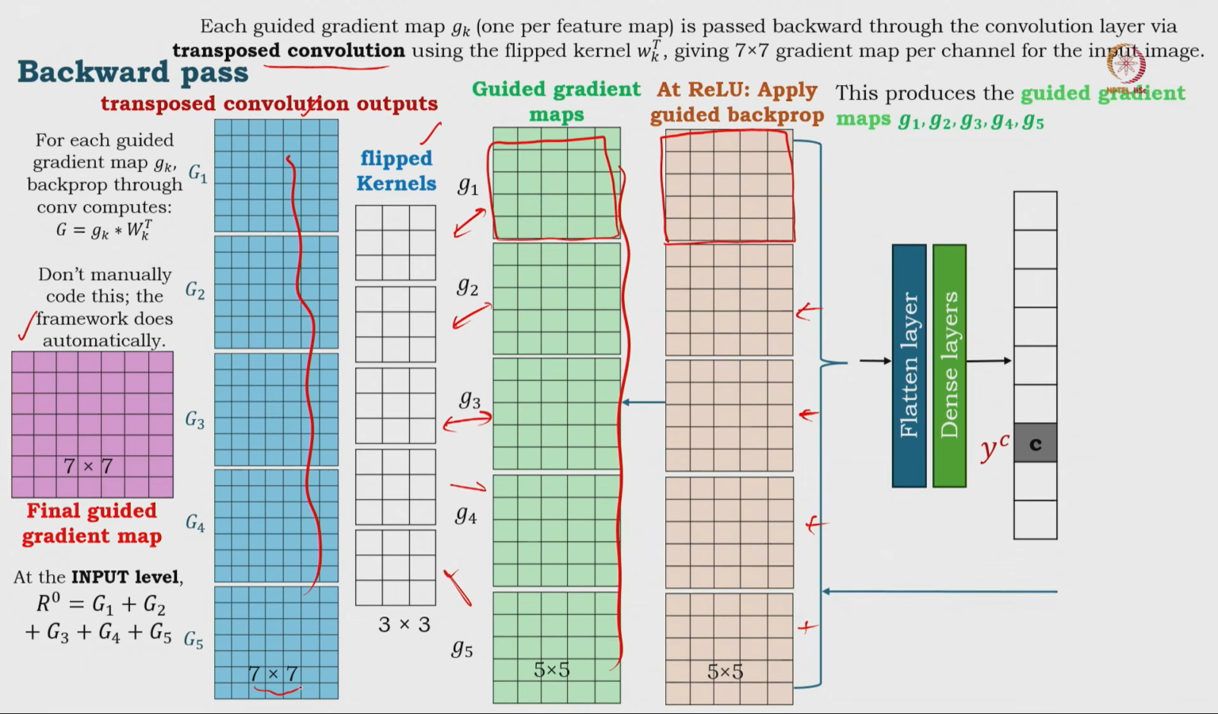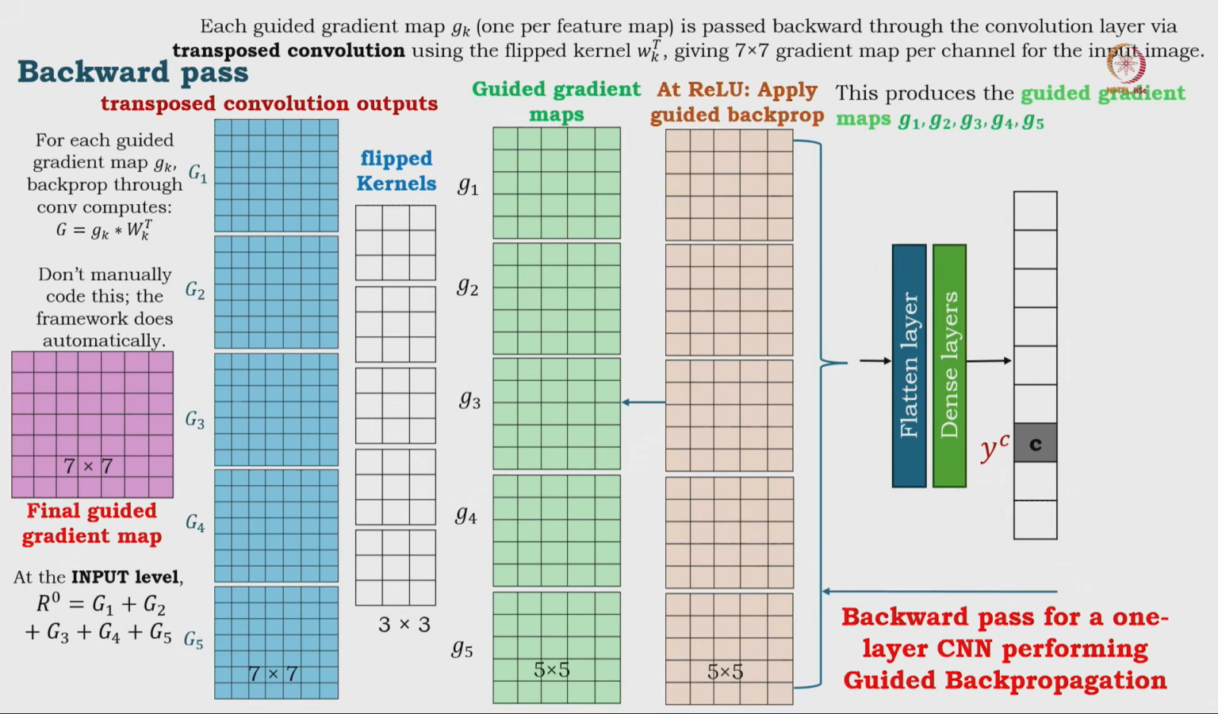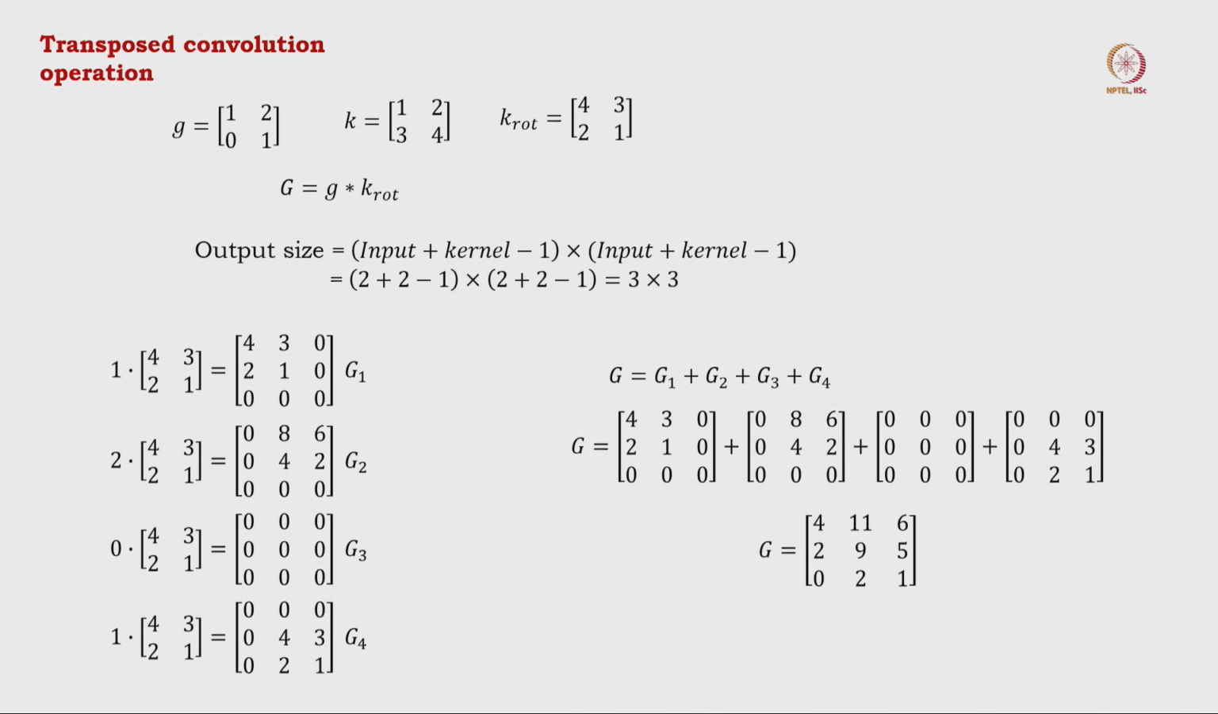Ultimately, there is only one input that we have considered here. Now, you have 5 such matrices. So, what are you going to do? You will perform an element wise addition, add up each of these, and you will end up getting one matrix. In that, wherever the values are high, it means those pixel values have contributed. So, this is a backward pass for a single CNN model. Okay. Now, let us see what exactly this transposed convolution is.